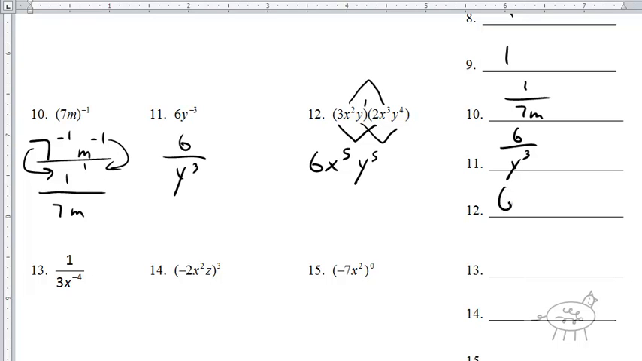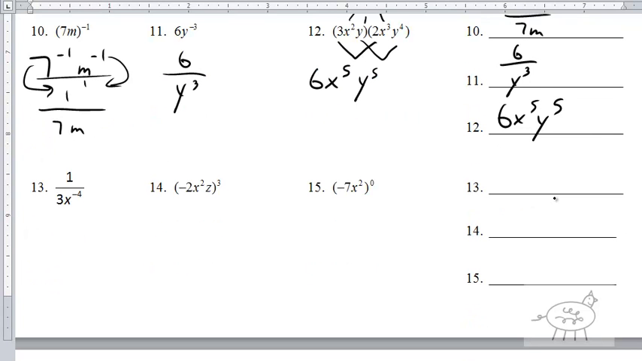Okay, so 6x to the 5th, y to the 5th. Okay? The next one, again, you look at the problem and ask, what has a negative exponent? That 3 is not touching that negative exponent, so this is the only part that moves to the other side of the fraction. So that becomes positive when I move it to the top, and the 3 stays there. And that's my answer, x to the 4th over 3.